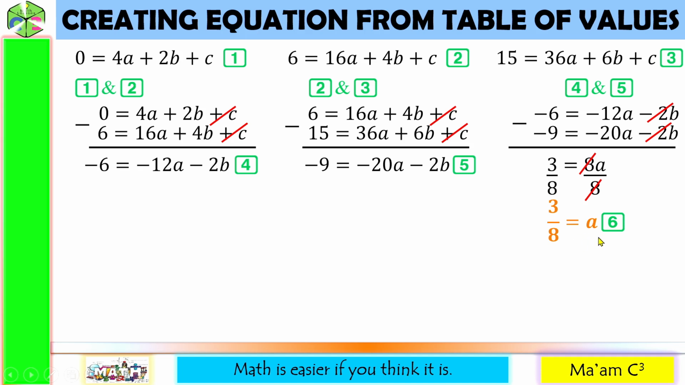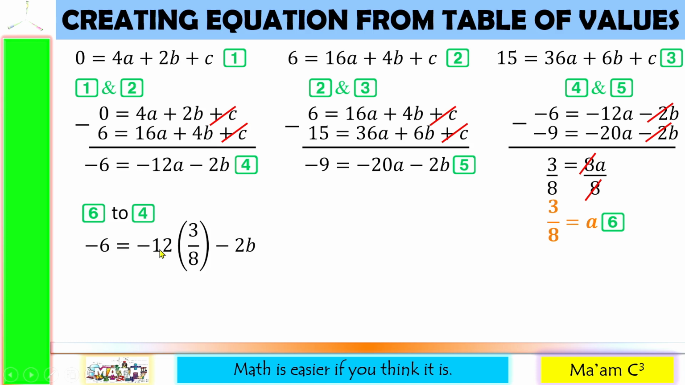Since I already have the value for a, I can substitute this to either equation 4 or 5. Let me choose equation 4. So I'm going to substitute equation 6 to equation 4. Meaning, I am going to substitute a, which is 3 over 8, in here. 12 and 8 can be simplified. They are both divisible by 4. 12 divided by 4 is 3, and 8 divided by 4 is 2. Now I have 3 times 3, that is equal to 9. So this portion will be negative 9 over 2.